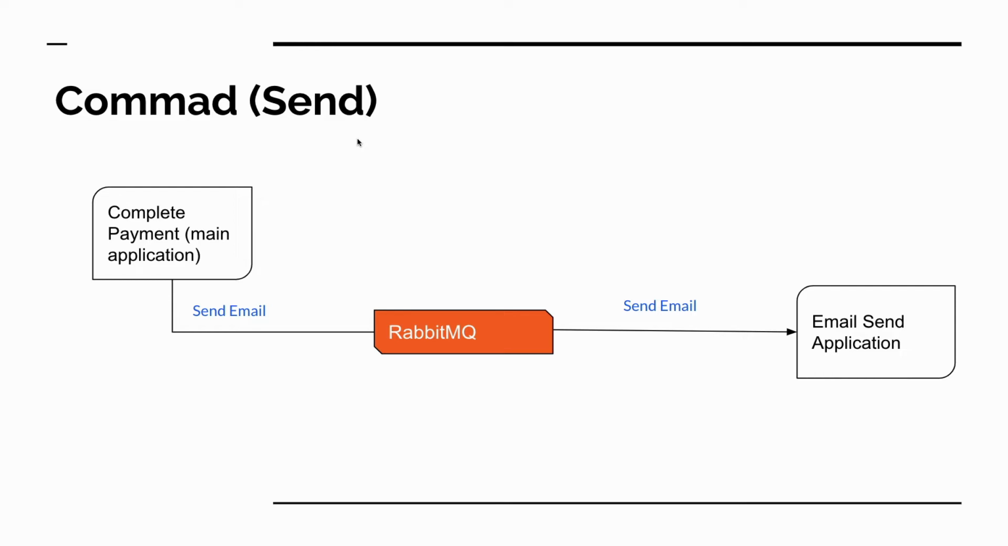Send. Okay. So, send is, suppose you complete your payment in our e-commerce application scenario and you need to send an email to the customer. So we create another application for email sending. We send the instruction to send email to RabbitMQ from the publisher, and the listener application listens for the send email message. Okay, so here the difference is, there is only one subscriber.